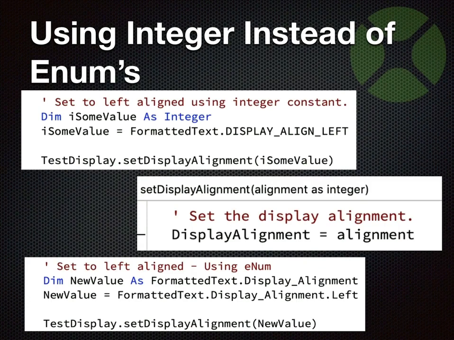Now, we can argue all day long about whether or not Xojo does a great job of converting between enums and integers and all that easily, but that's a different story. It's all solvable.